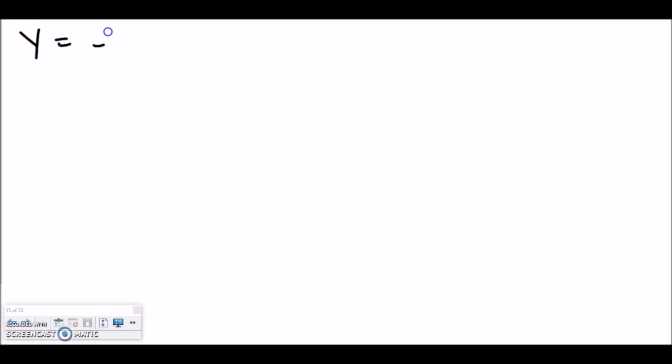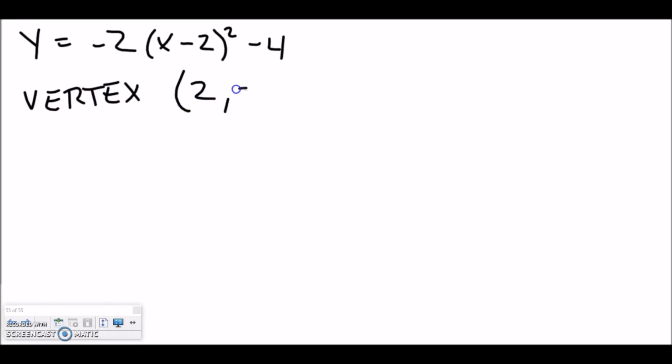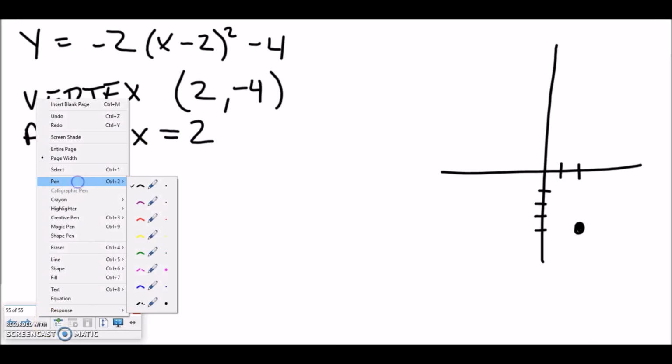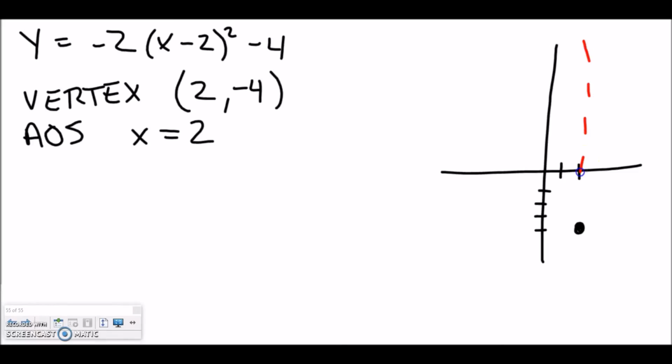Our equation: y equals -2(x minus 2) squared minus 4. Let's go down the list. First thing we need to do is find the vertex, and this vertex is at (2, -4). On your graph paper, we might as well graph that. Our axis of symmetry is just the x-coordinate of 2, and we can draw that by this vertical dashed line. We know that's sort of like our mirror.